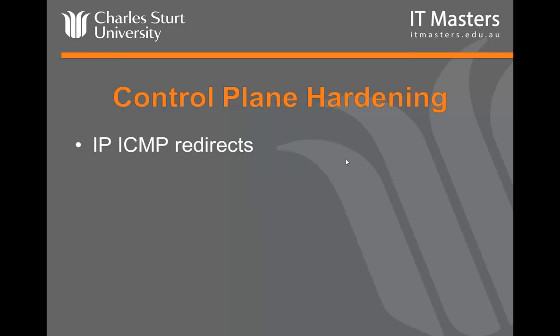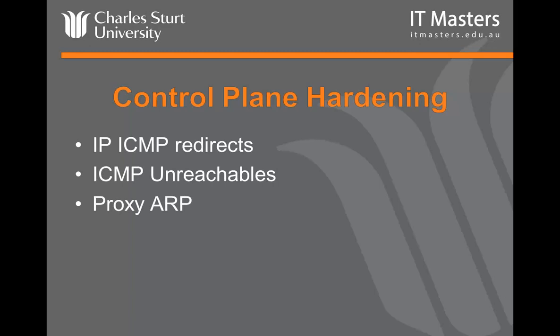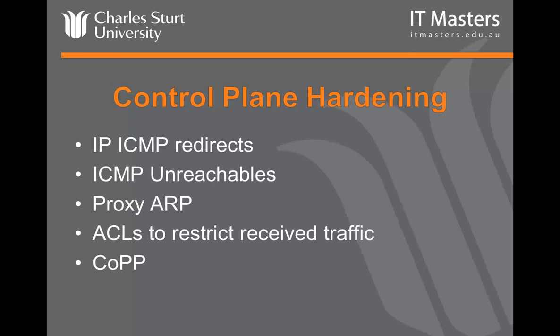Okay, control plane hardening. We've got IP ICMP redirects, ICMP unreachables, proxy ARP, and ACLs to restrict your received traffic. I don't want to talk too much about those. They're not covered in any huge detail on the exam, but it's worthwhile to be aware of control plane hardening processes, and in particular proxy ARP. That is not allowing your IOS devices to respond to ARP requests of devices that are off their network. And control plane policing.